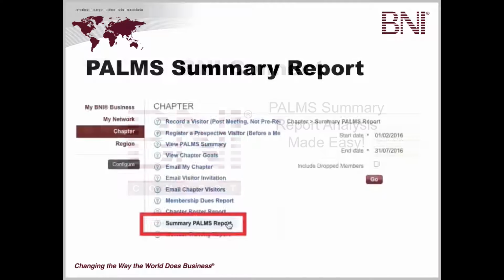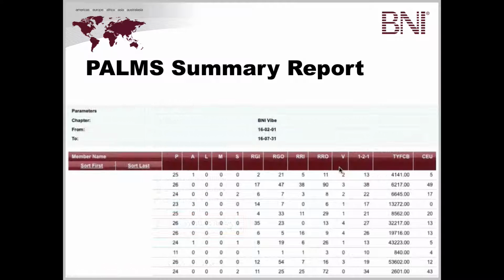The first thing you need to remember is that you're using the Summary Palms report you get in BNI Connect. You can specify the dates that you wish to use. In other words, you can cover for several months or just the last month. You'll get information that looks something like this that has all the information you need in order to understand how well your chapter is doing and how well every member in your chapter is doing.